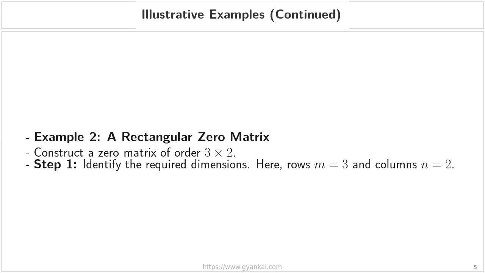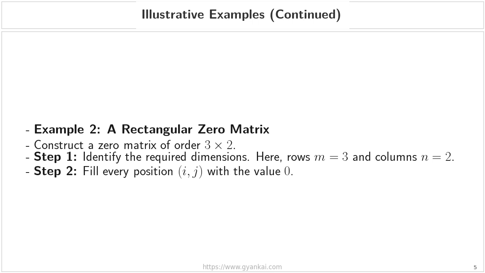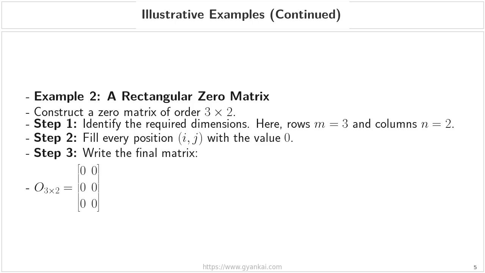Step 1 is to identify the required dimensions. In this instance, the number of rows, represented by m, is 3, and the number of columns, represented by n, is 2. Step 2 is to apply the definition we discussed earlier. We must fill every single position in the matrix with the value 0. Finally, in step 3, we write out the final matrix. We denote this as O sub 3 by 2, which results in a matrix with 3 rows and 2 columns, where every single entry is 0.